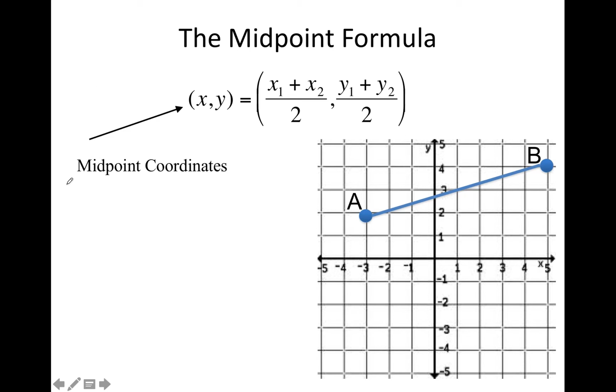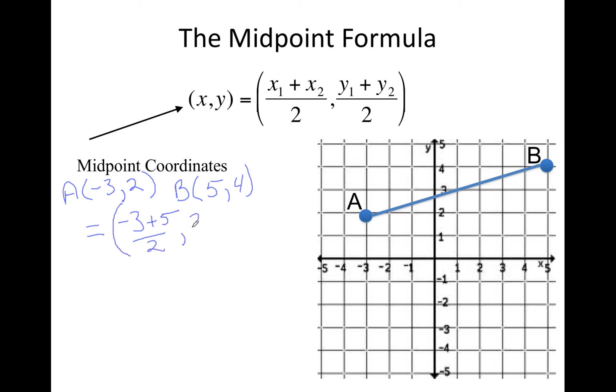First thing we're going to do here is find the location of A, which is at -3, 2, and the location of B, which is at 5, 4. Midpoint formula says take the two x values, add them together, divide by 2, take the two y values, add them together, divide by 2.